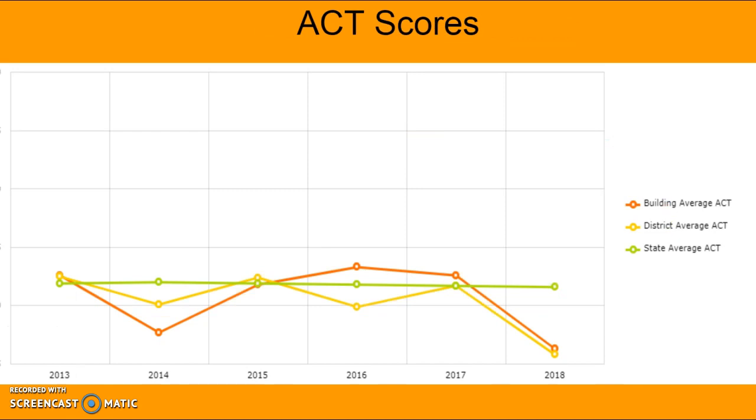Our ACT scores are another thing that I looked at. As you can see from this chart, our building is in orange, the district is yellow, the state is green. Obviously in 2016 and 2017 as a building, we looked really good. Then in 2018, as a building and district, our numbers went way down. Unfortunately, knowing the class that we had in 2018, that graduated in 2018, between both White City and Hope, that is not surprising. Like I said, that is unfortunate, but again, it's not surprising.